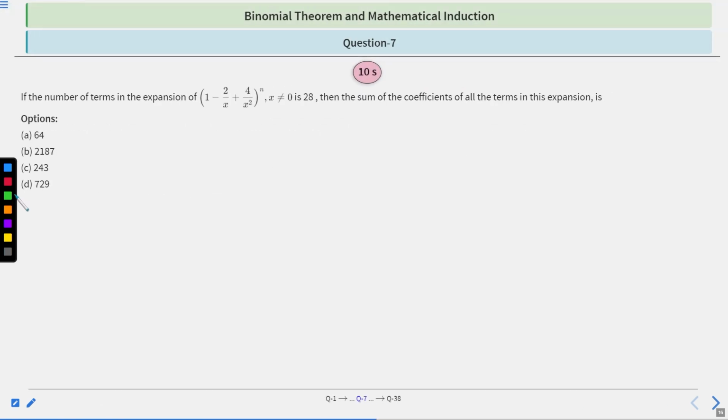Question number 7. The number of terms in the expansion of (1 minus 2 by x plus 4 by x square) to the power n, when x not equal to 0, is 28. Then the sum of coefficients of all the terms in this expansion is. We have to find the sum of coefficients of all the terms in this expansion. So you have 10 seconds to solve this question. After 10 seconds, we will discuss the solution.